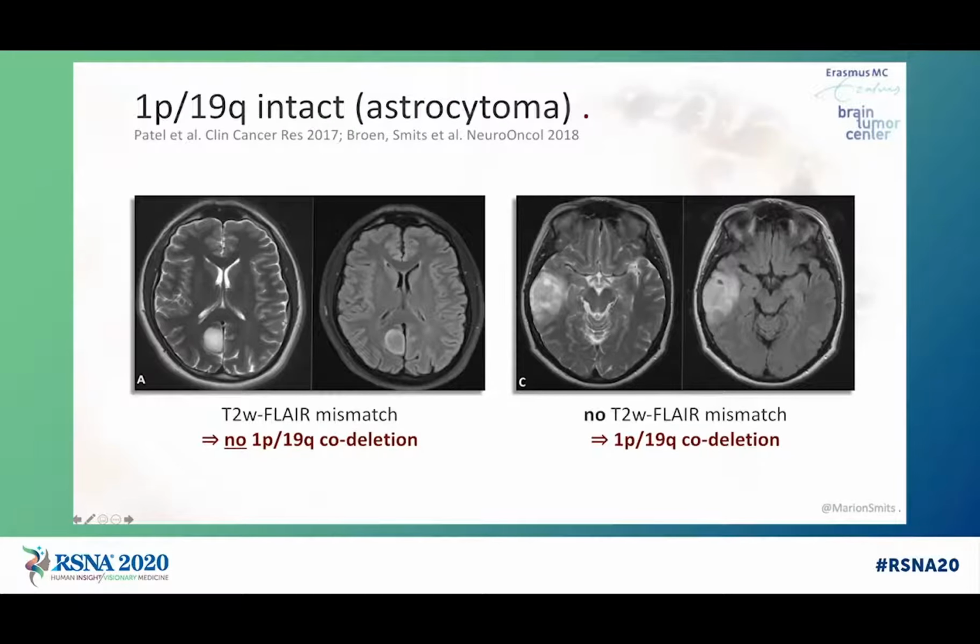Compare this with the case on the right, where we have an unusual location of oligodendroglioma in the temporal lobe, but we don't see this T2-FLAIR mismatch. This T2-FLAIR mismatch sign has a very high specificity, but unfortunately it isn't always there.